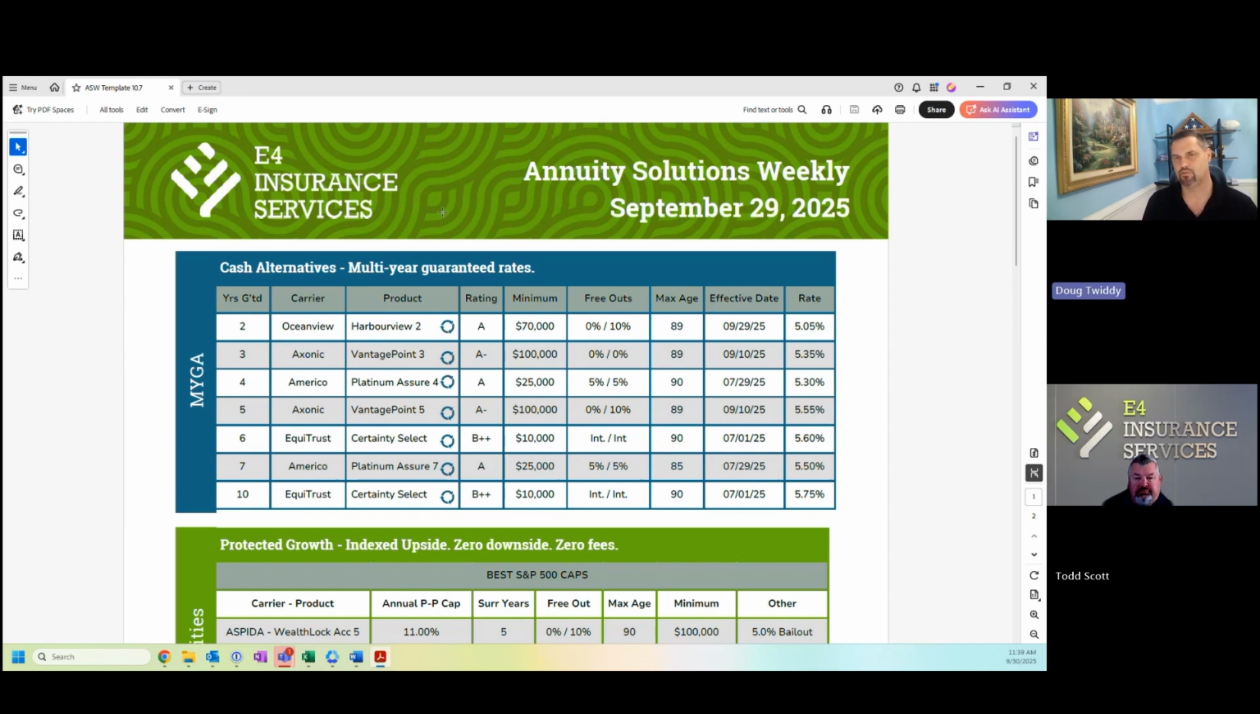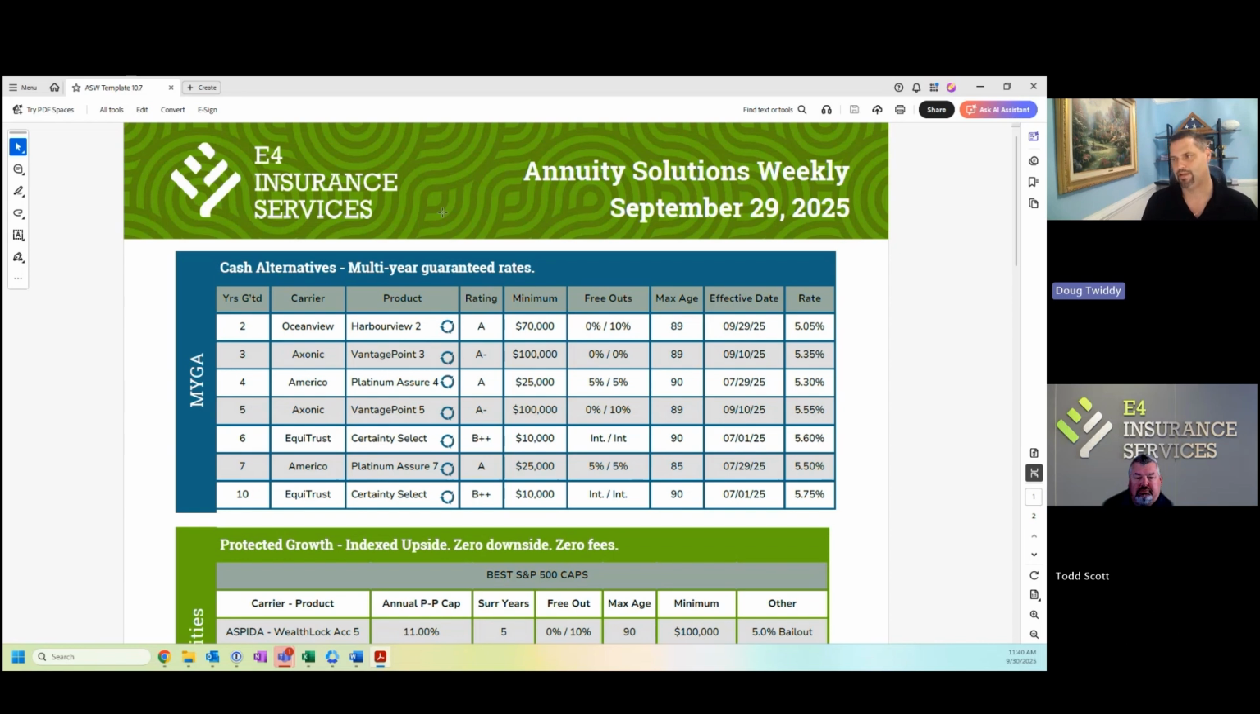All right. So we go through all the different types of annuities. Annuities are just different vehicles, different places that you can place money, qualified, non-qualified funds, for a safer accumulation in most cases. So we start out with MYGAs, multi-year guaranteed annuities, very similar to CDs at a bank, except you get compounded interest inside of an annuity, versus a bank with a CD, where you get hit with the taxes every year on the gain.